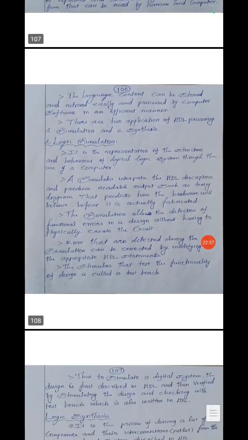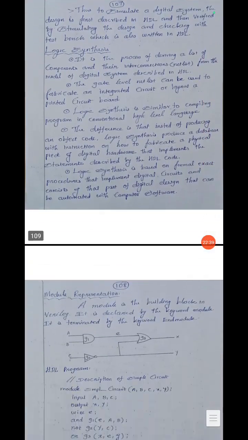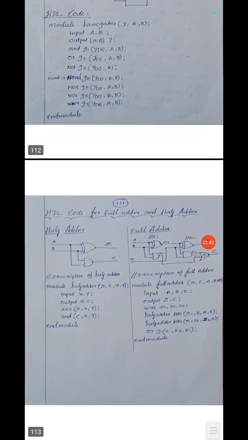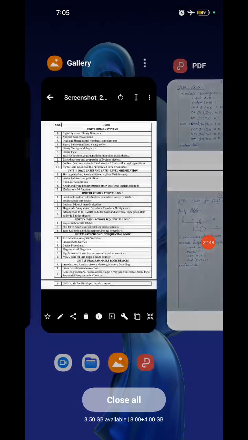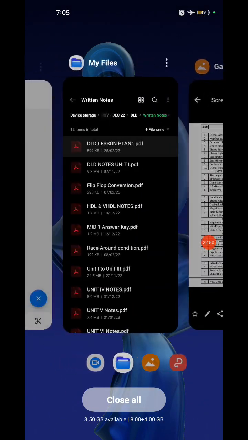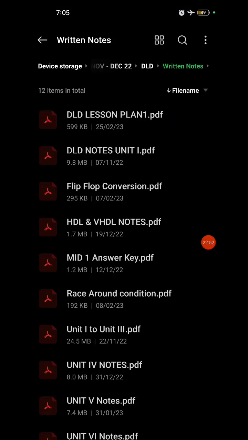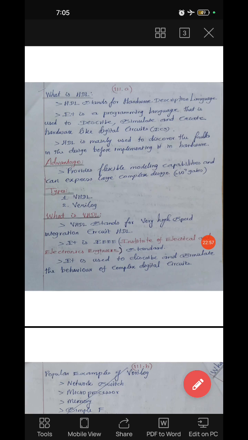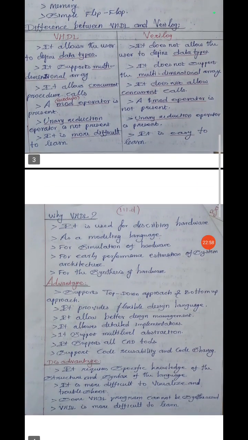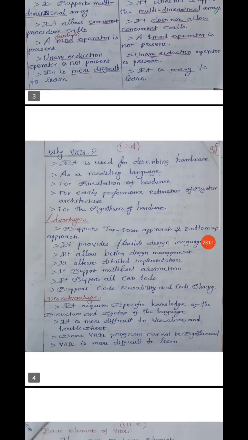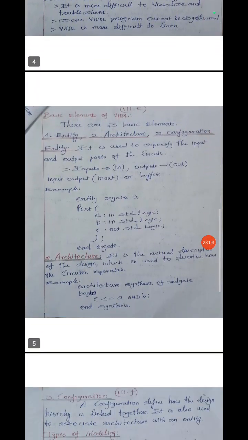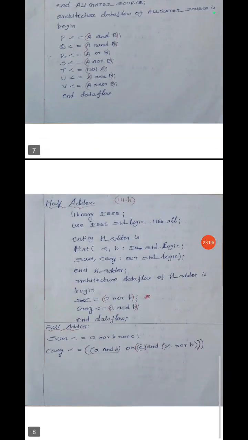Next one is the VHDL program. Okay, so the VHDL program PDF is available separately. Okay, the VHDL program for the half adder, full adder. Okay, it is available here. Okay, HDL and VHDL notes. So refer to this. Okay, difference between HDL and Verilog, VHDL and Verilog. Then all the programs are available here. Okay.